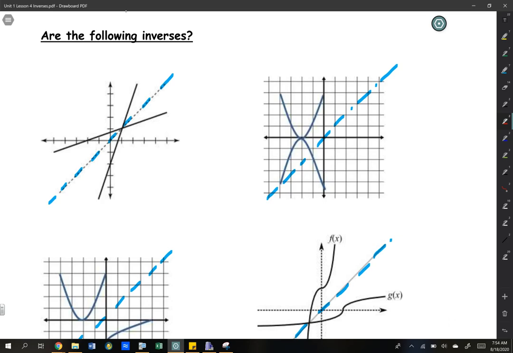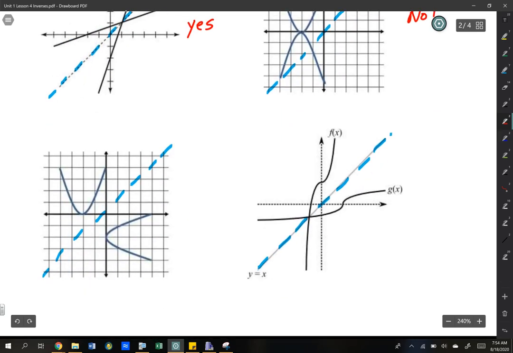All right, so this first graph, absolutely yes. This second graph, absolutely no. It's not reflecting over the line y equals x. This would be a yes. And this one would also be a yes.